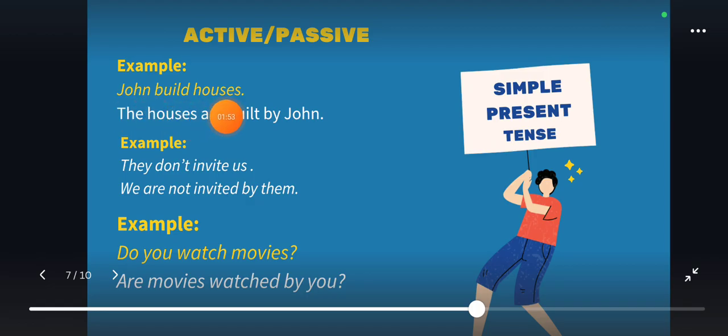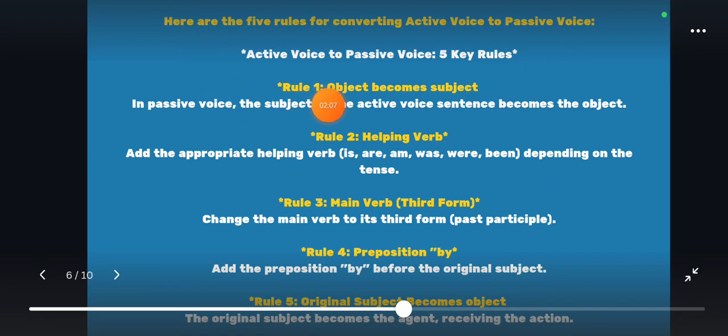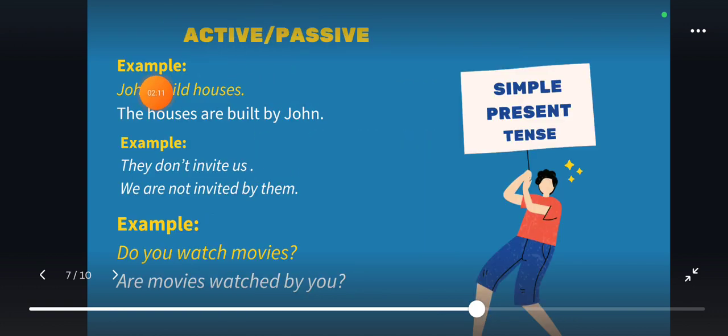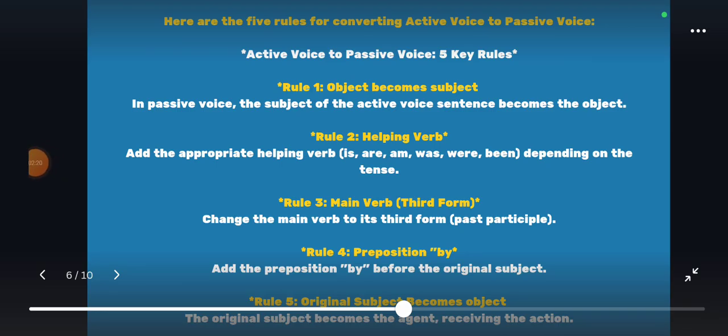John built houses. Over here John is the subject, built is the verb, and houses is the object. So according to the first rule, we change object into subject. So over here we will change houses. We will firstly write the houses. Okay, and then we will move towards the second rule, and the second rule is we use helping verbs.